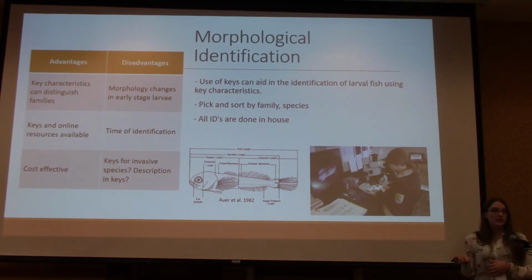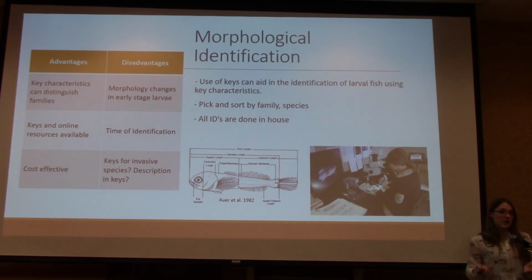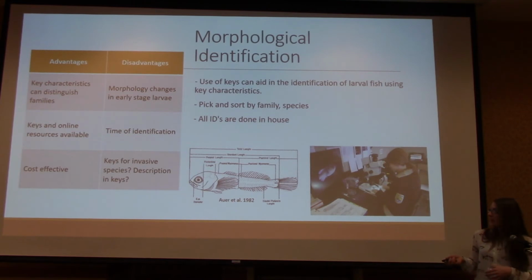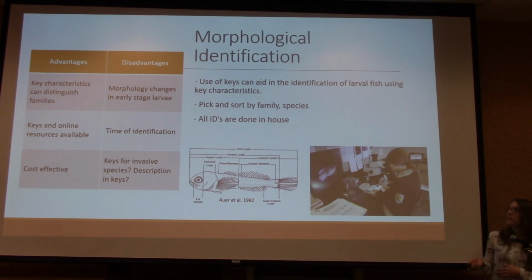Another one is the keys that are available. Auer et al. is probably the most famous for Great Lakes larval fish identification. It does a really good job for native species in the Great Lakes and really hitting those characteristics that can separate species out. But if you do ever run into any issues, there are other offices who have published pictures online of different larval fish. So if you have a question, you can always fall back on those as well. And then also, it's just the most cost effective. This is all you really need. You need a person to do it, a key, and a microscope. So if you're worried about budget in your project, this is the most cost-effective way.